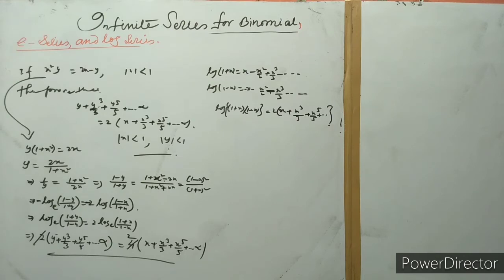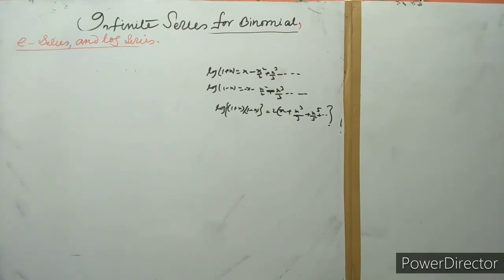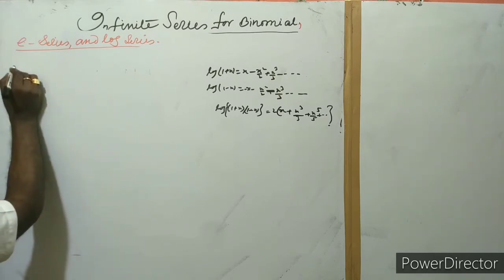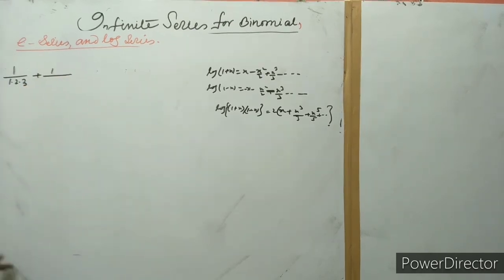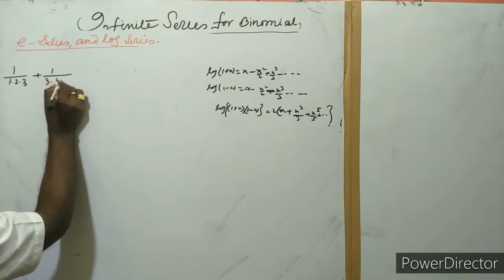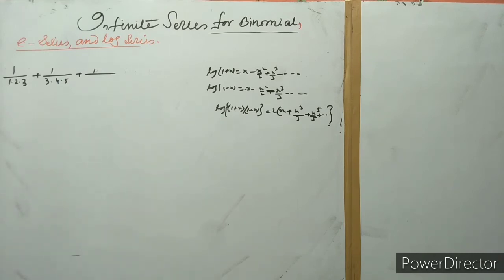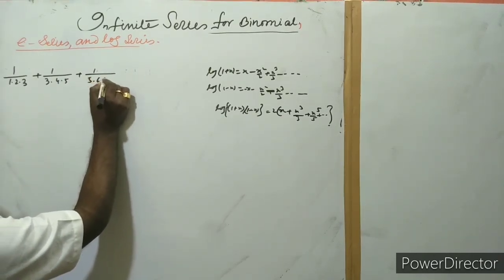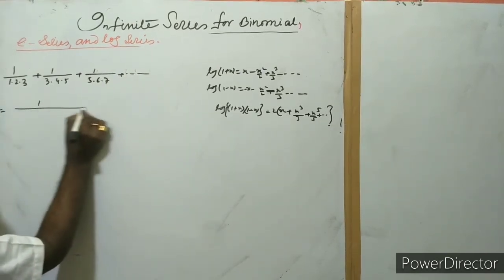And our next question is also a very interesting question. So that is here 1 by 1.2.3, 1 by 3.4.5, okay, after that 1 by 5.6.7. So now find Tn, the nth term.